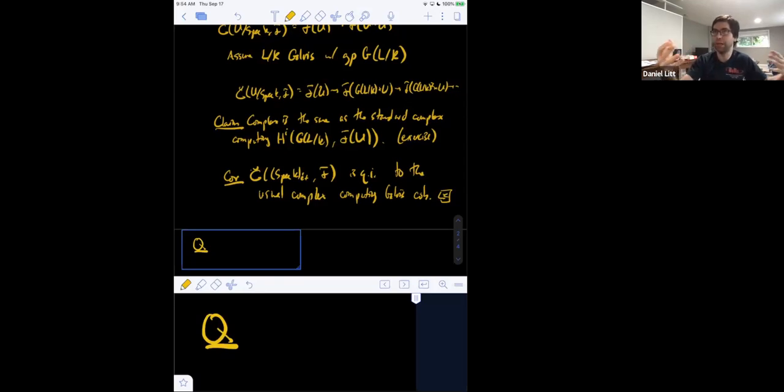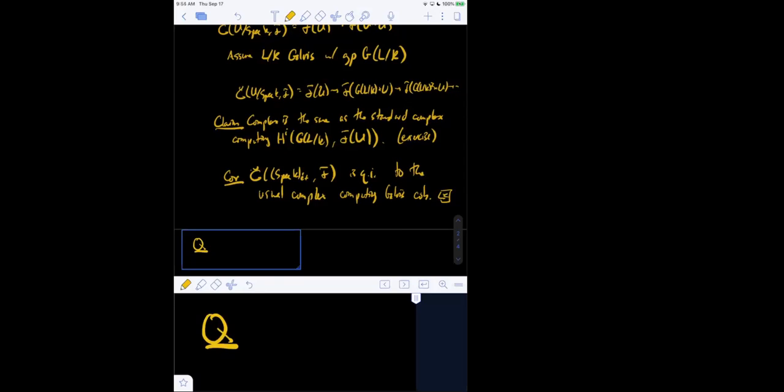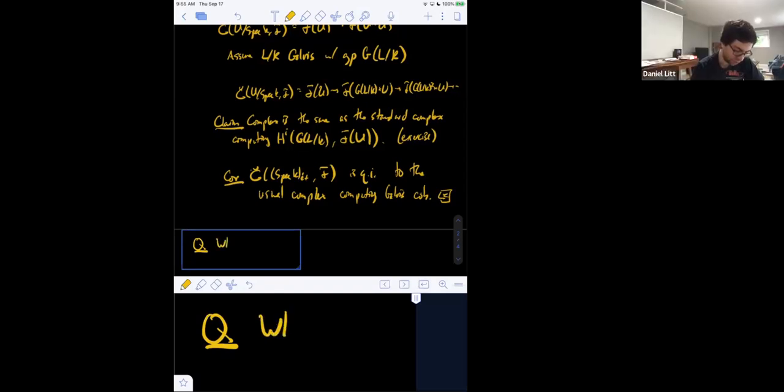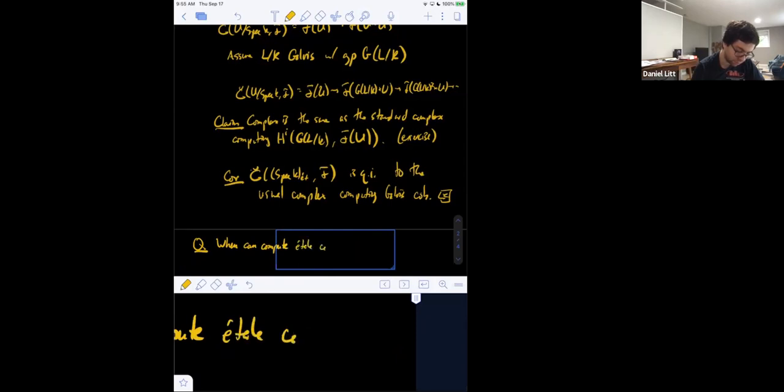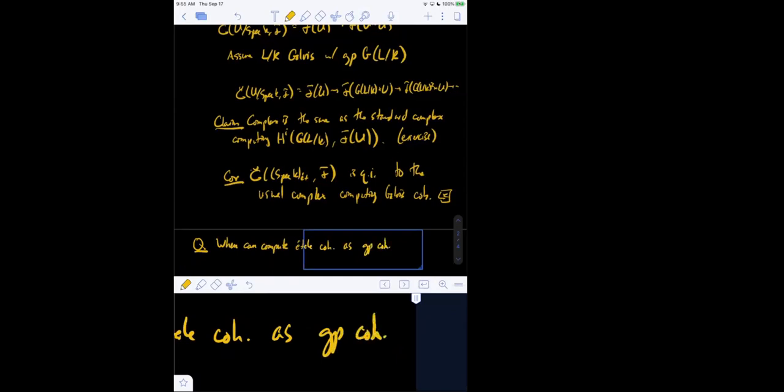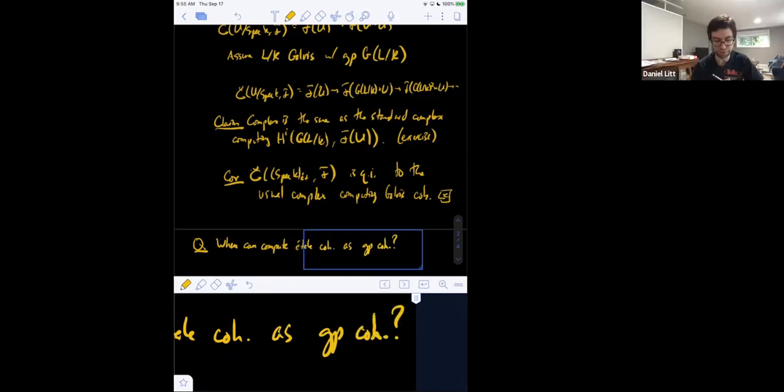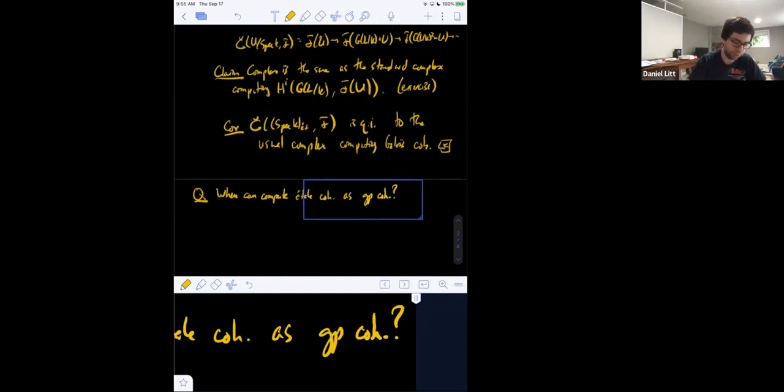It has some kind of action on a module, and then you're taking the derived functor of the invariants. So you can ask, when can you compute Étale cohomology as some kind of group cohomology? Okay, and you could similarly ask this about singular cohomology or your other favorite cohomology theory. It's a totally reasonable question.